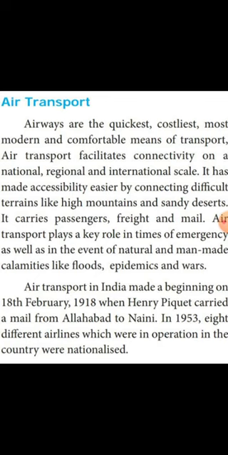Air transport in India made a beginning on 18th February 1918. But in 1953, 8 different airlines which were operating in the country were nationalised. The first air transport mail was carried in the aeroplane named Henry Pickett.